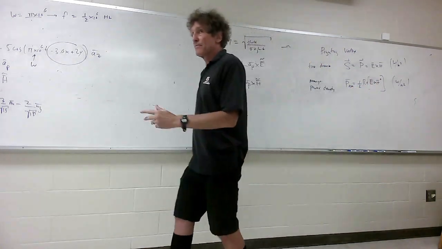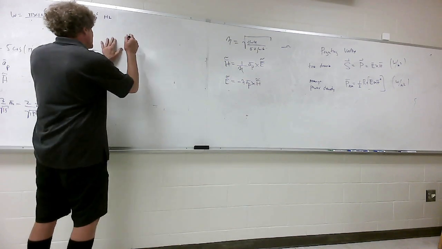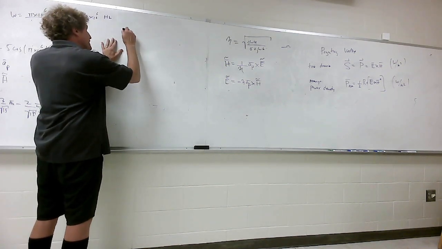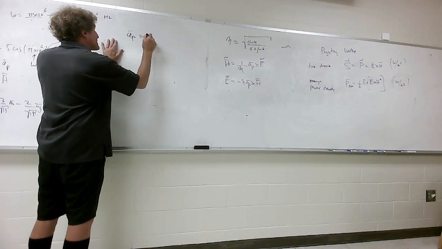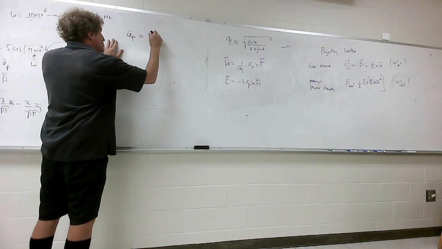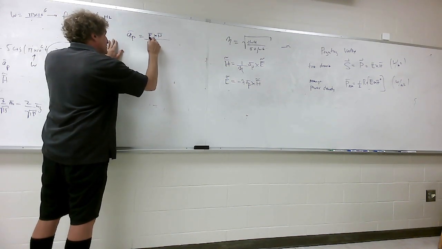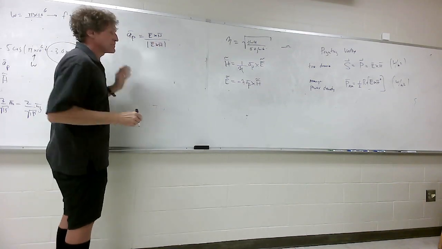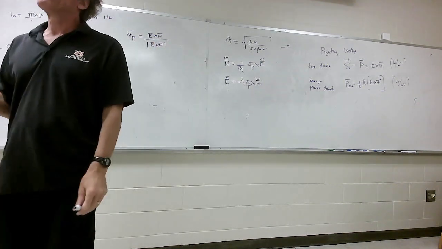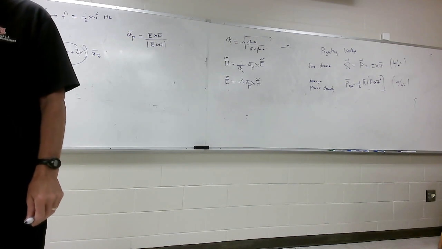So if you want the unit vector in the direction of propagation, this is the easiest thing to do. Well, there's a couple. You can take E cross H and divide by the magnitude of E cross H. That will always give you a vector in the direction of propagation. Can you all follow me in this?